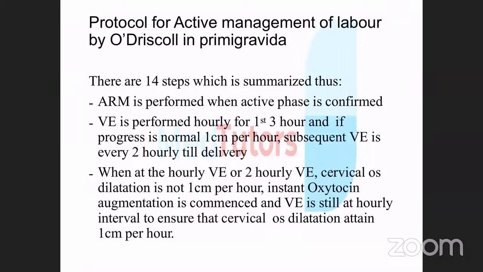Or on the other hand, when you examine her every hour, she was progressing at 1 centimeter dilatation per hour. But then by the time she was 7, she stopped progressing at 2 centimeters every 2 hours, which means by the third examination, she was 7. By the next examination, instead of being at 9, she was still 8. So commence oxytocin augmentation. And then continue doing VE at 1 hour rate to ensure that the cervix is dilating at 1 centimeter per hour. Now, if you look at this protocol, it's too intense.